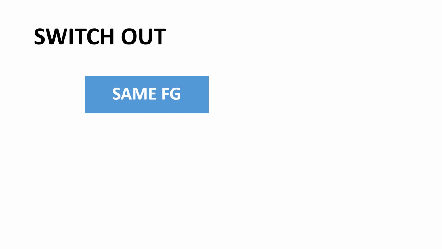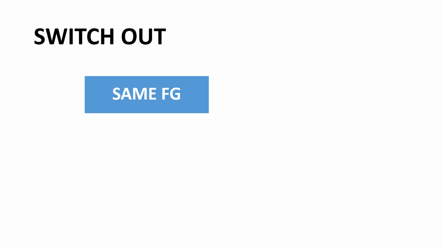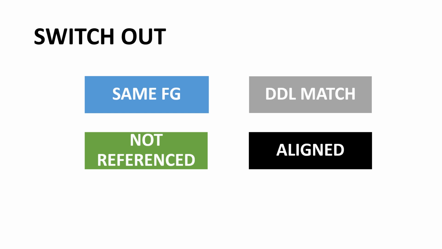Now, there are requirements for switch out. Both the staging and the source must be on the same file group. The DDL must match exactly. You cannot have any foreign keys reference the table that is going to have a partition switched out, which means to me, this is really not ready for an OLTP environment. This is for data warehouses, because OLTP usually has tons of FKs.